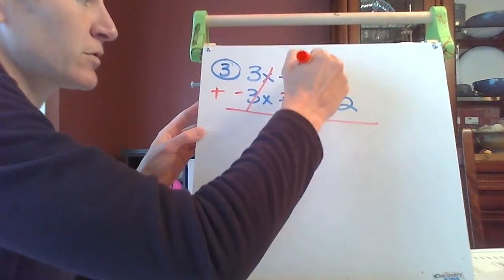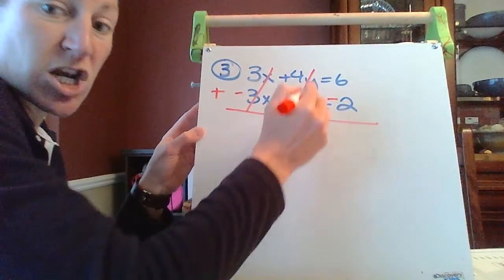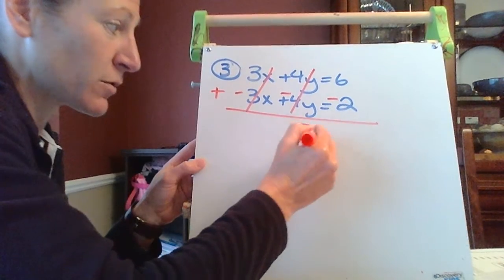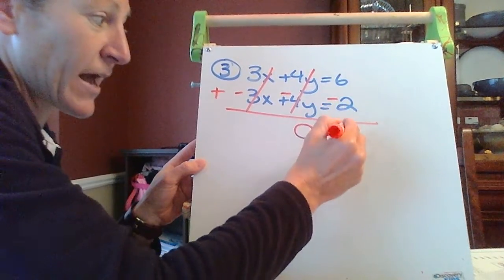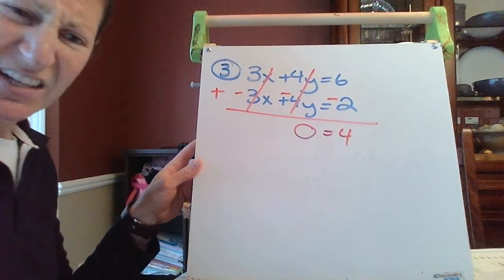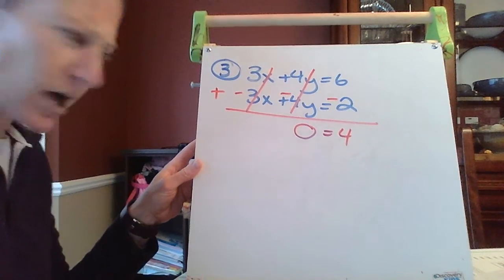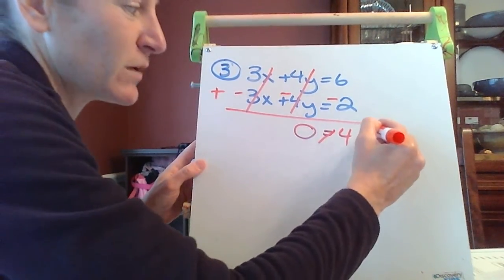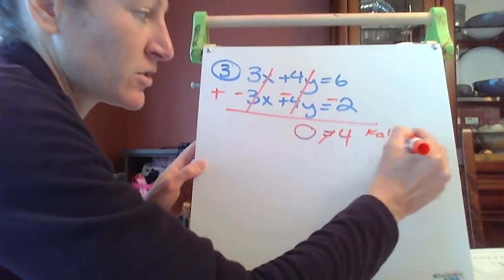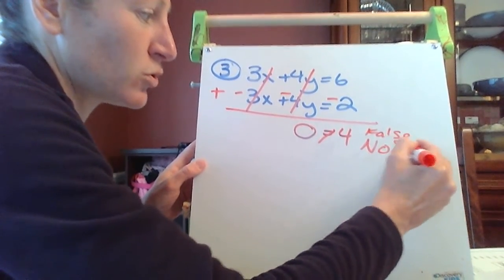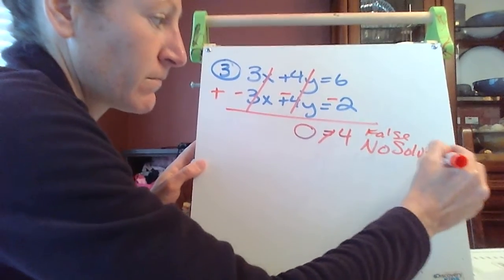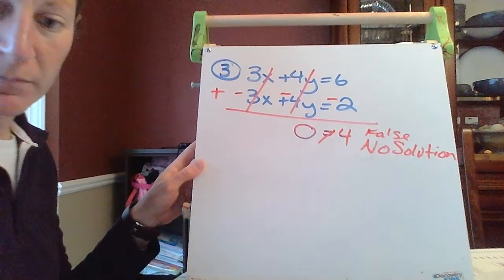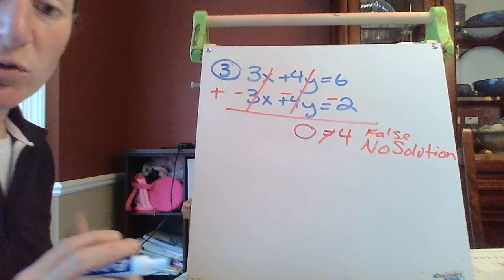Those cancel out, so I'm left with nothing for my variables. So a 0 equals, if we add, we get a 4. Does 0 equal 4? No. So this is not true, it's false. So my answer is no solution. Okay? Now, we also have an option where it's infinitely many.